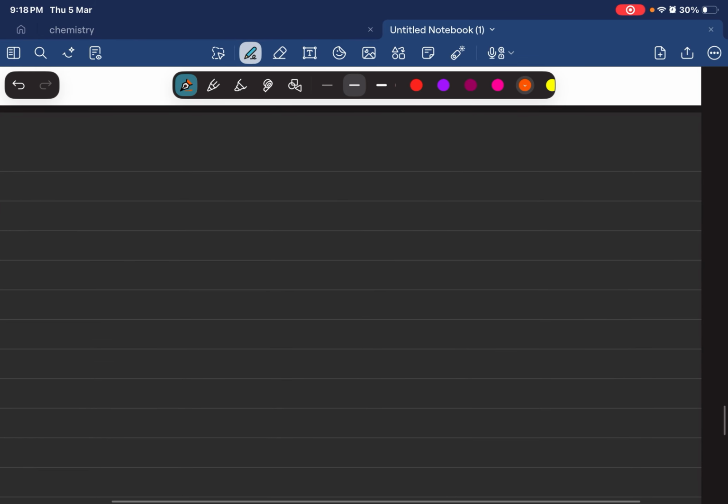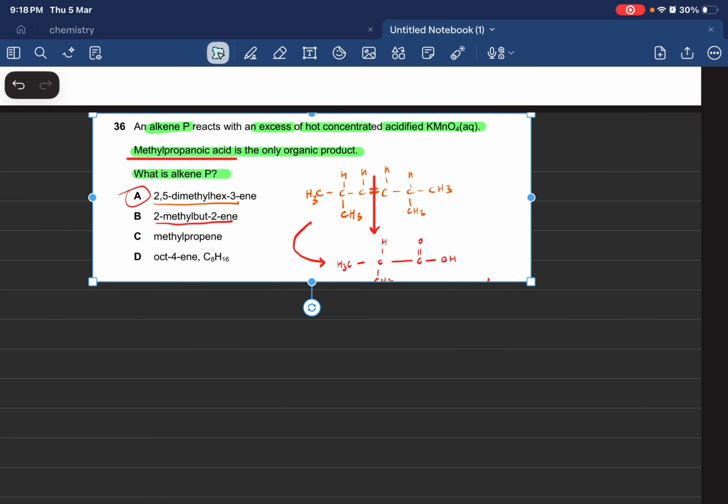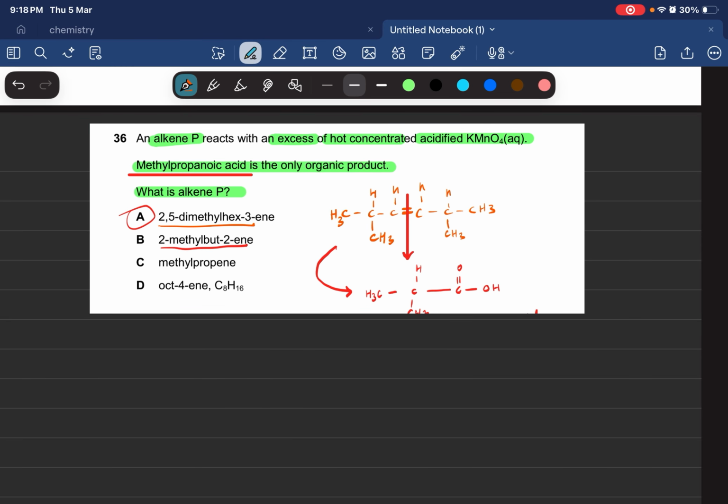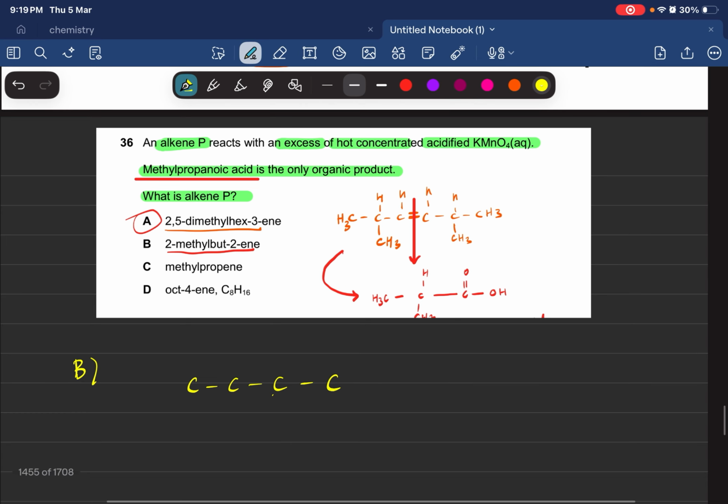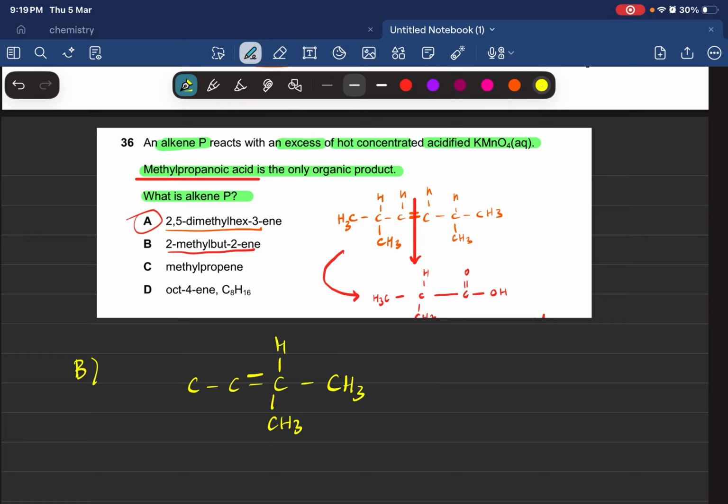Okay, we're gonna draw everything. Don't worry. Next is 2-methyl butene, so option number B I'm testing. Butene: 1, 2, 3, and 4, 4 carbon atoms. On the second carbon atom, I have a methyl, and then it's butene. So on the second carbon atom, I have this as well. Then if I complete it, it's something like this.